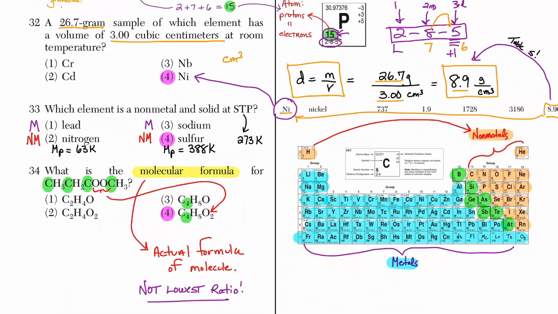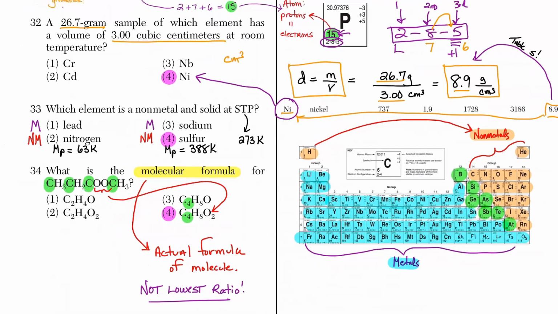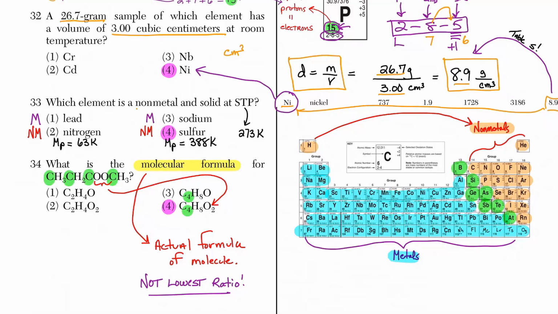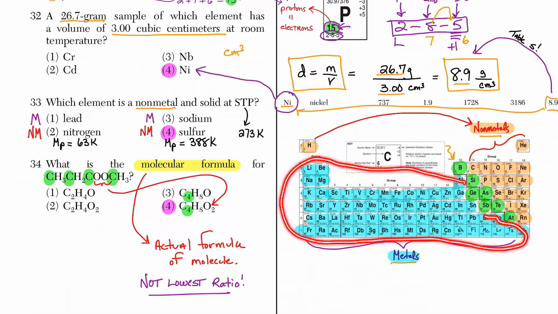Okay, question 33: which element is a nonmetal and a solid at STP? Another periodic table question we haven't seen before, but we can do it. First of all, they want a nonmetal. If you look at my periodic table to the right, everything above the staircase, these green ones here, are the metalloids. They have properties of both metals and nonmetals. That's important. So this area above to the right is the nonmetals, and this area here is the metals.